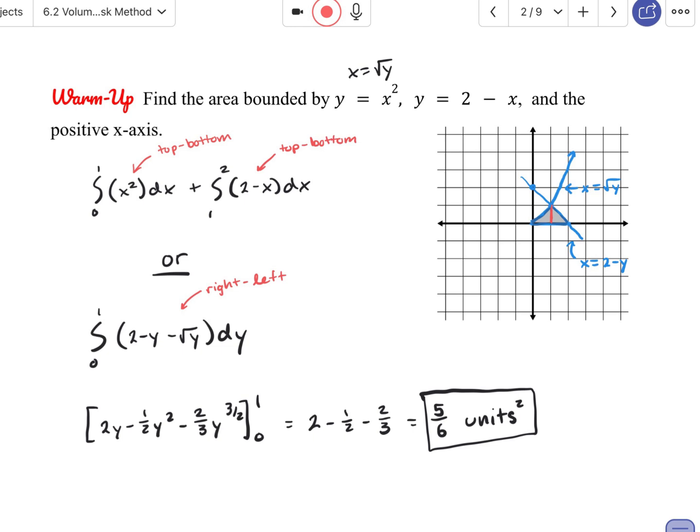Or if you do horizontal slices, your linear equation is always to the right of your quadratic. So if you rewrite them both as x equals, you can do right minus left, and then you only have a single integral to evaluate. So it's up to you, but this is the way I would recommend.